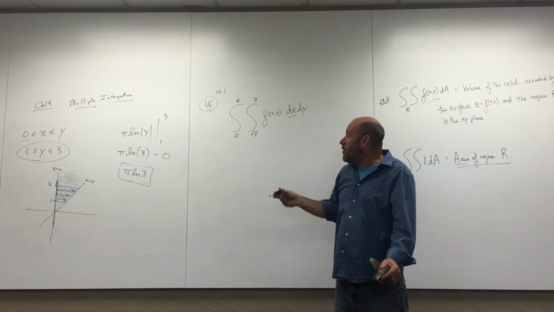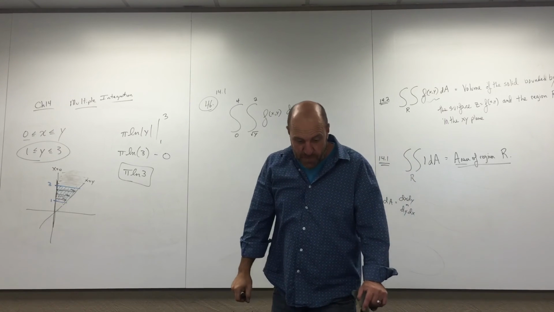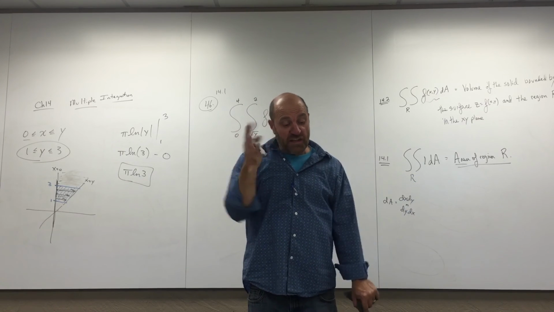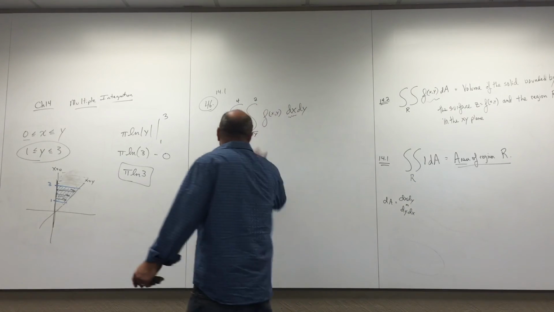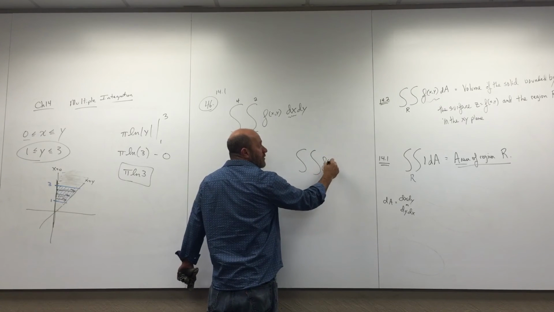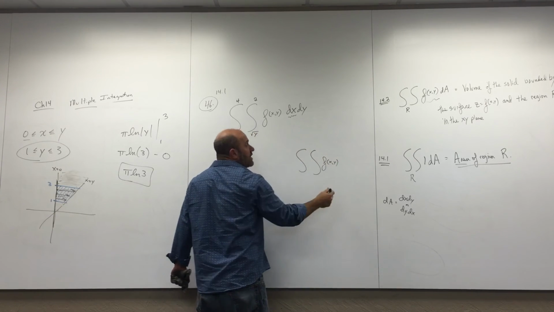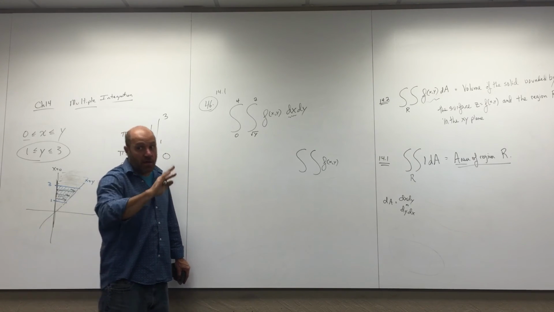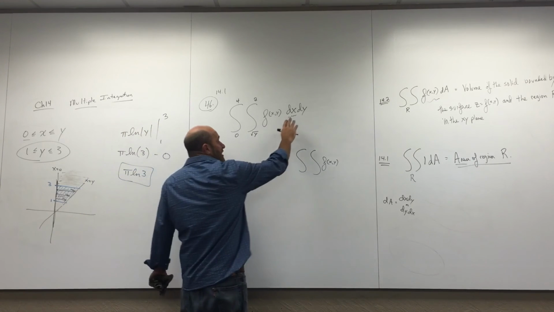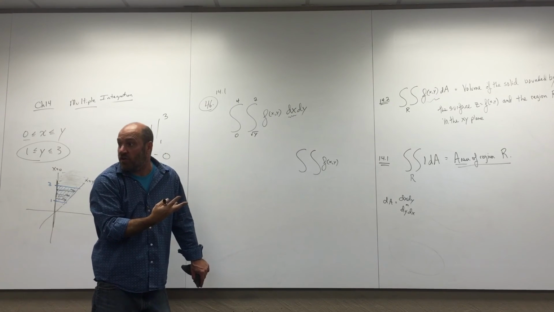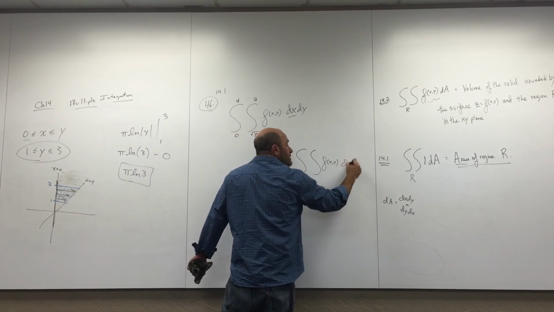Now, in this problem, what they want me to do is sketch the region of integration and switch the order of integration. Again, I can't really integrate it because I don't have a function, but they want me to switch the order of integration. That's a typical problem that we like to do. Instead of dx dy, I want to switch the order and do dy dx.